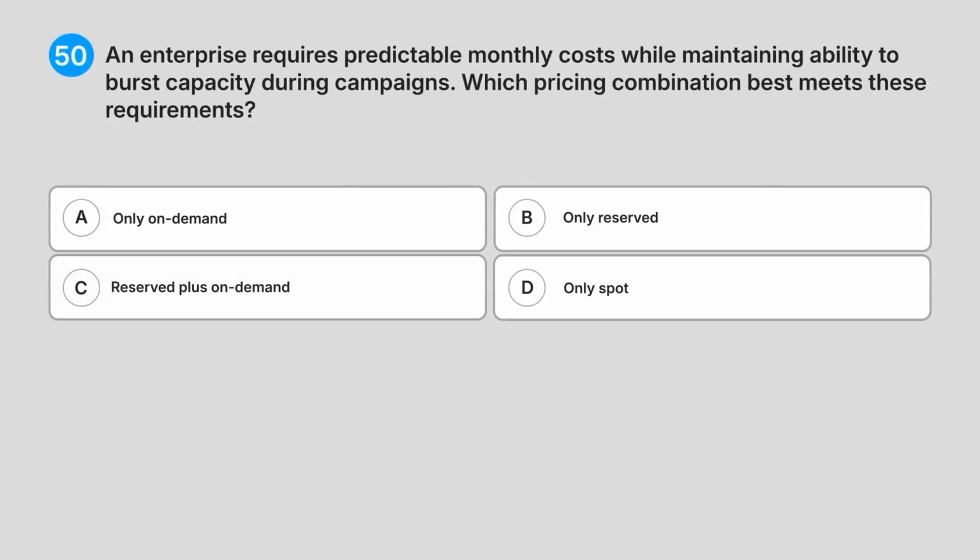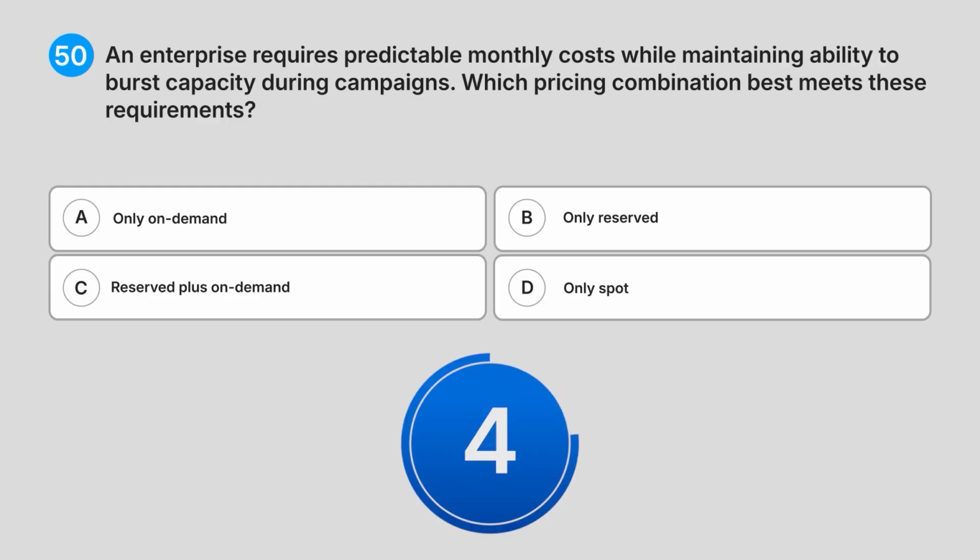50. An enterprise requires predictable monthly costs while maintaining ability to burst capacity during campaigns. Which pricing combination best meets these requirements? A. Only on demand. B. Only reserved. C. Reserved plus on demand. D. Only spot. Do you know the answer?